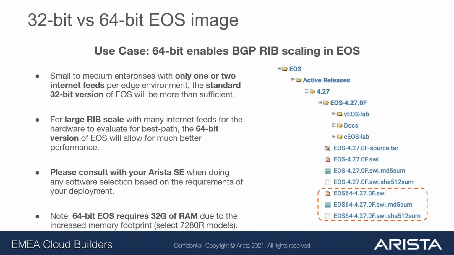There is no advantage to going for the 64-bit image unless you're using it for an edge routing use case. Underneath, the kernel is still actually 64-bit, and you can still run 64-bit RPMs on there. But EOS itself, most of the packages, are still 32-bit, and therefore the memory footprint is much smaller, and you actually get benefits from using the 32-bit image.